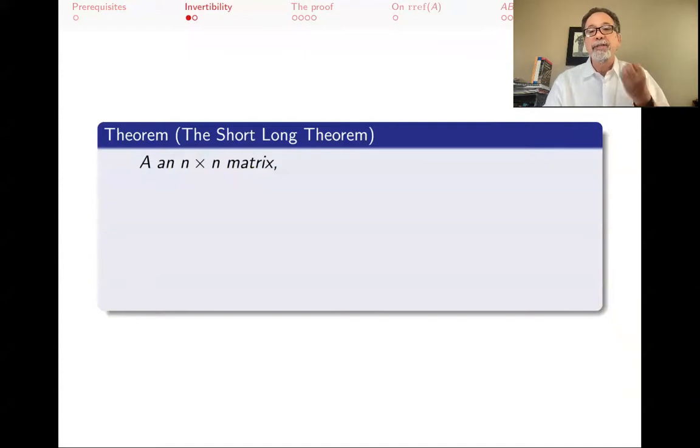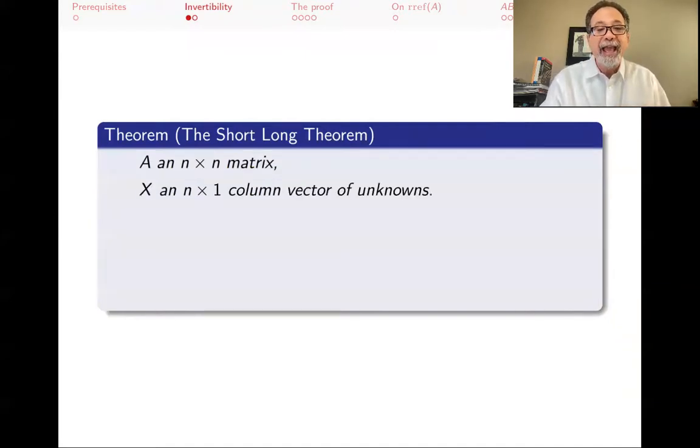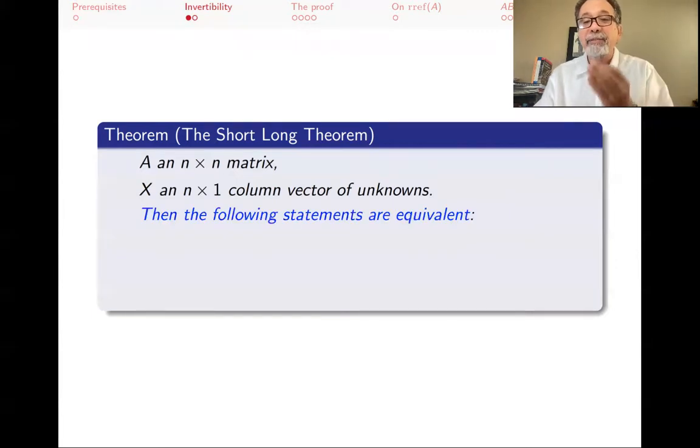So here's the theorem that is the main object of this lecture. I have an n by n matrix, and I have an n by one column vector of unknowns. So x is not just a number or just one variable. It's something like x, y, z, w if n was 4. And then I'm going to say the following statements are equivalent. I'm not saying that any one of these things is true or false. I'm going to tell you a bunch of statements whose truth or falseness goes together. They fall or rise together. Either all of them are true or all of them are false.